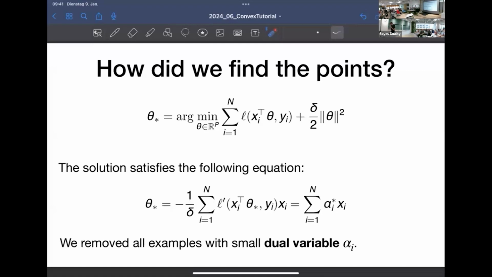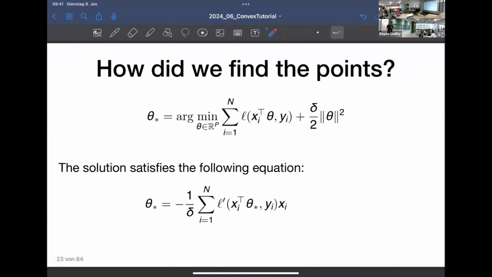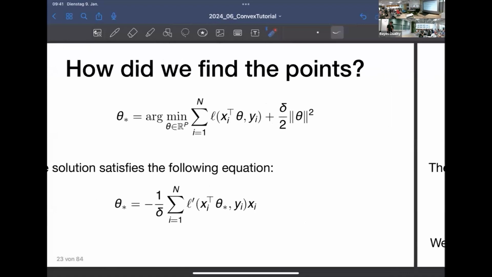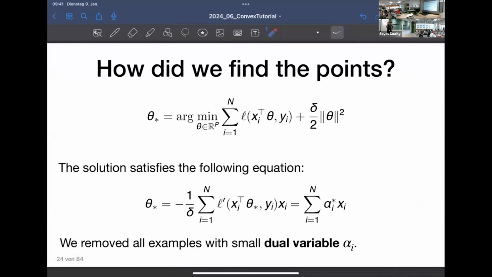Is there a link with core sets? Well, people typically call these points support vectors. What I used here is the hinge loss, and this is equivalent to training a support vector machine. These points, people usually call support vectors, but on core sets, I don't really know the definition of core sets.